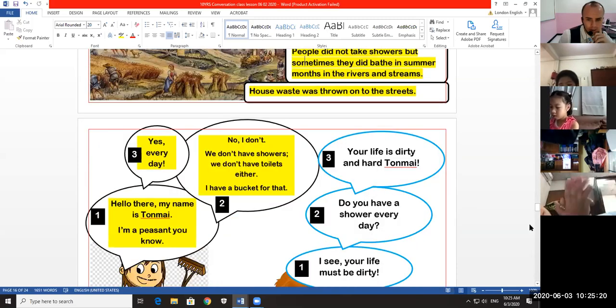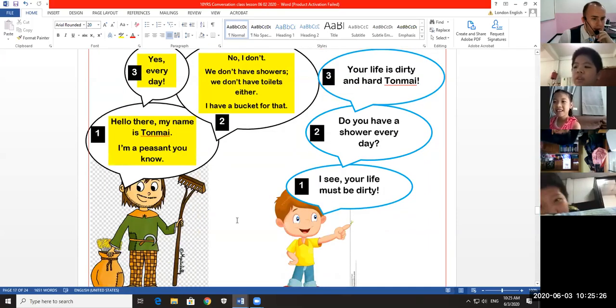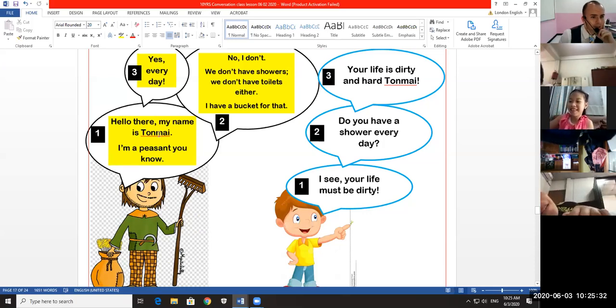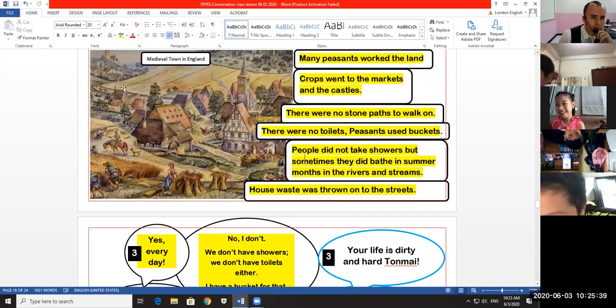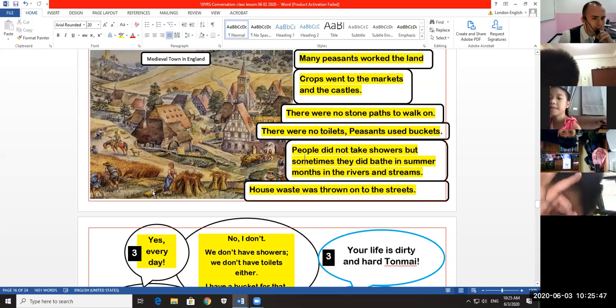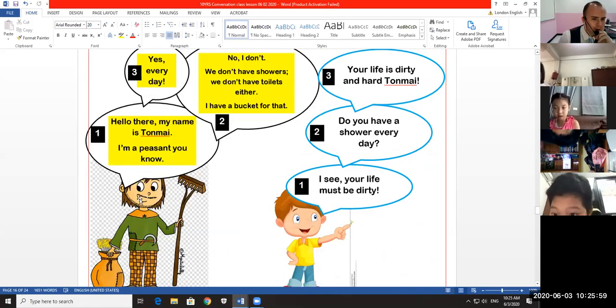Okay, let's have a little go at this, okay? This is a peasant and this is a modern day person. This peasant is called Tonmai. So this is Tonmai the peasant. Tonmai lives in this house down here. He lives on the far edge of the town, okay? Mr. Tonmai works the land every day on a farm, so he has a hard day. He doesn't bathe very much, only in summer. So we'll have Tonmai, and we'll have Pee-Pee, okay?